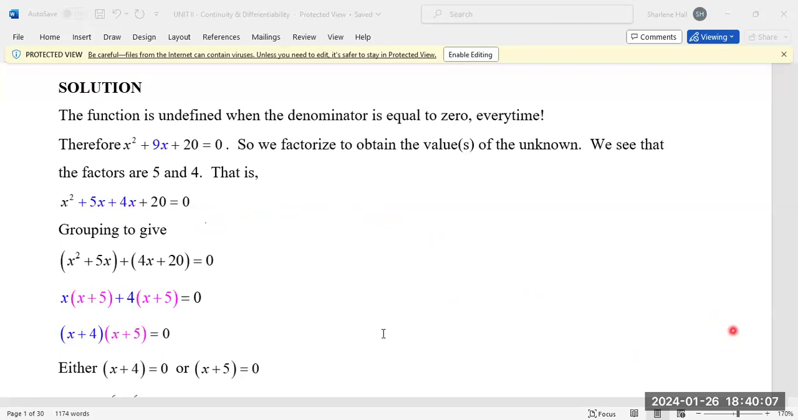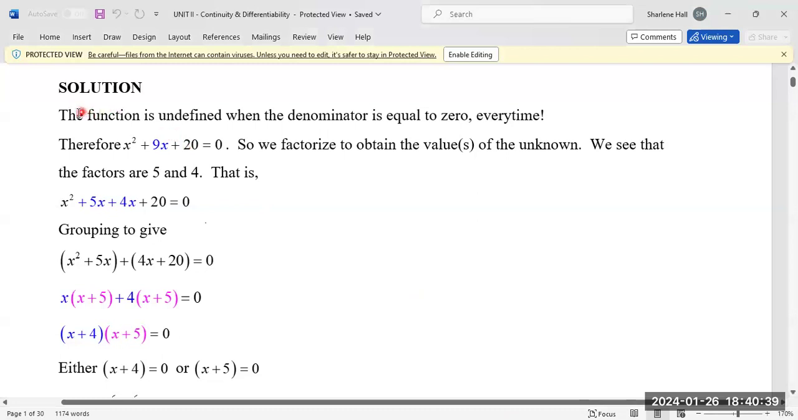Yes, sir. And you said that whenever we have a rational function and the denominator equals 0, it's always discontinuous. Yes. And another name for that is undefined. Yes. And so the denominator is equal to 0 just because it's a quadratic expression in the denominator.